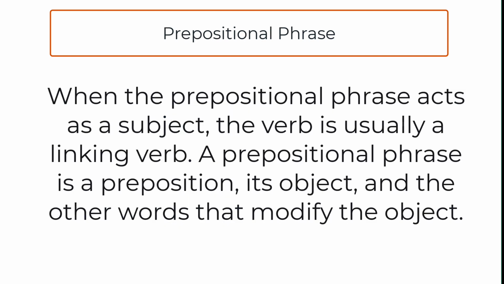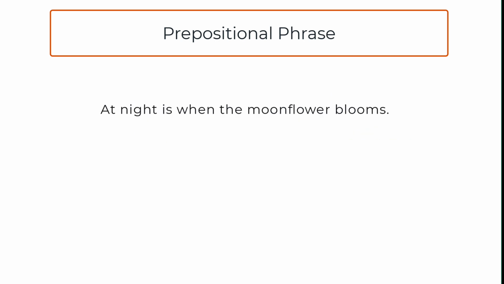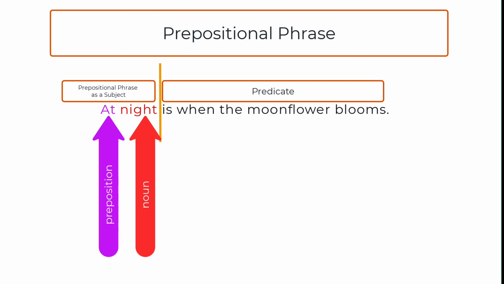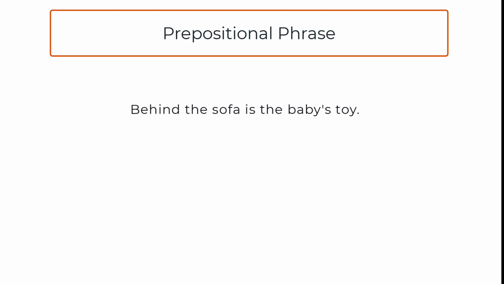When the prepositional phrase acts as a subject, the verb is usually a linking verb. At night is when the moonflower blooms. Behind the sofa is the baby's toy.